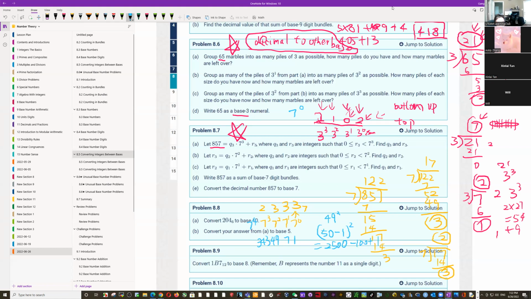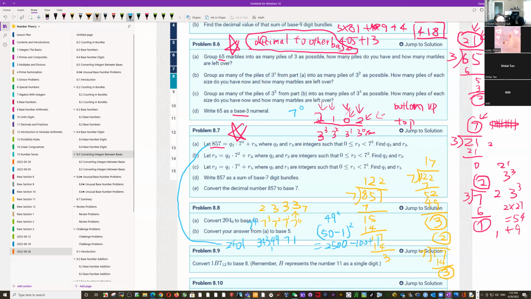So basically it's actually 2401. So 2401 obviously is way bigger than 857. So I don't need that many digits. So the top digit I'm going to use is 7 cubed. So 343. So I can divide.